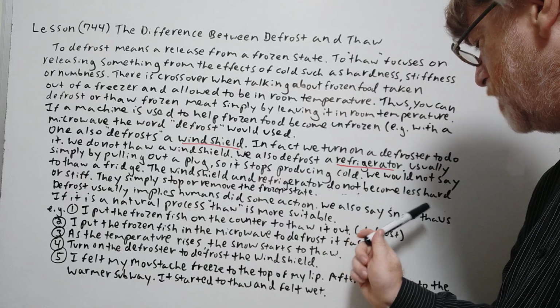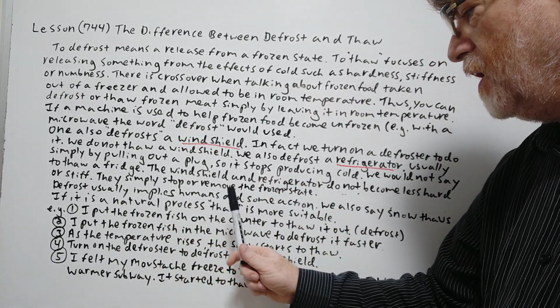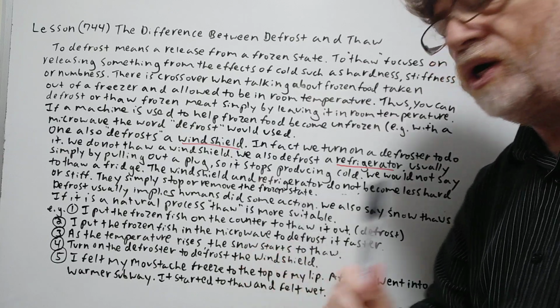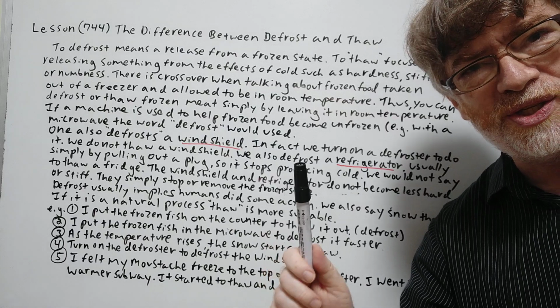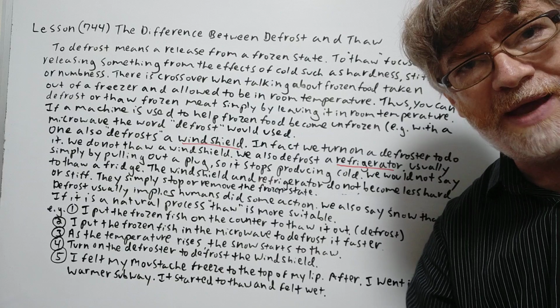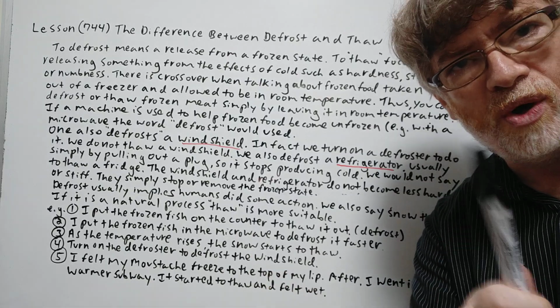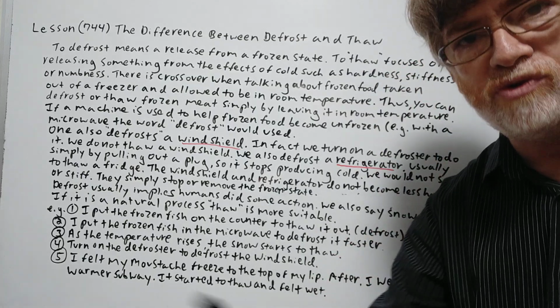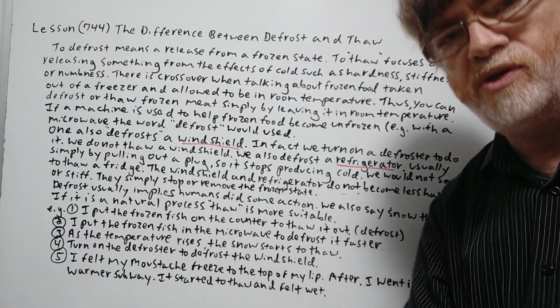We also say snow thaws. It is a natural process, a thaw, so thaw is more suitable. If we said to defrost snow, it would sound like we control the weather outside to make that happen. So it's more likely that we will say to thaw snow, or that snow naturally just thaws. All right, and we got 5 examples here to show just how it's used.